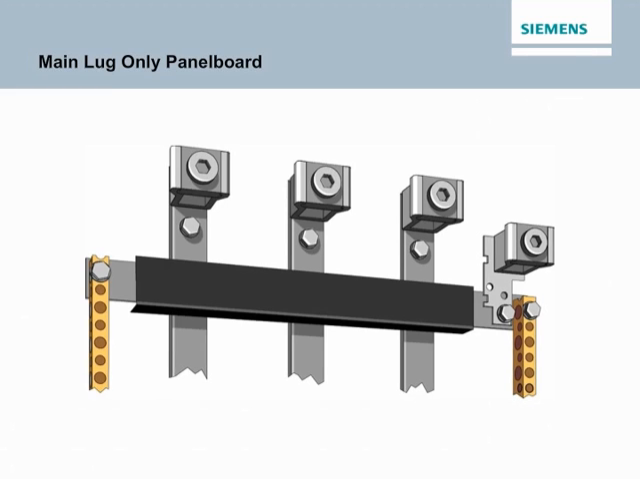A main lug only type panel board does not have a main circuit breaker. The incoming supply cables are connected directly to the bus bars. Primary overload protection for the panel board is not provided as an integral part of the panel board.